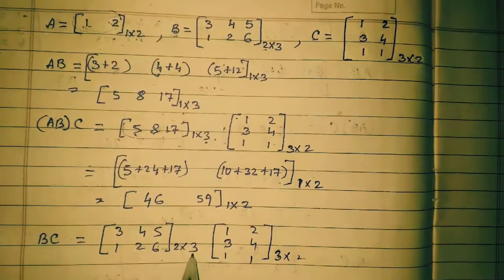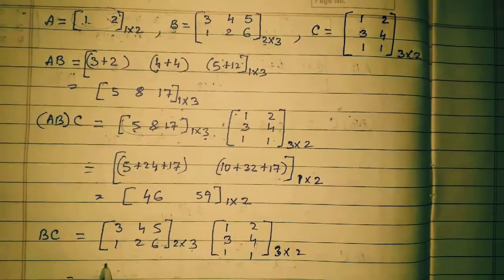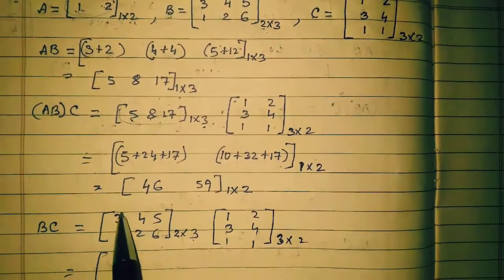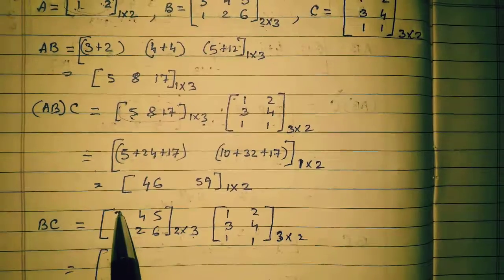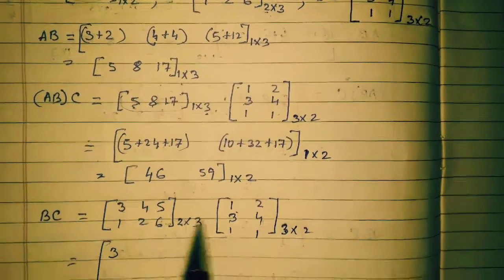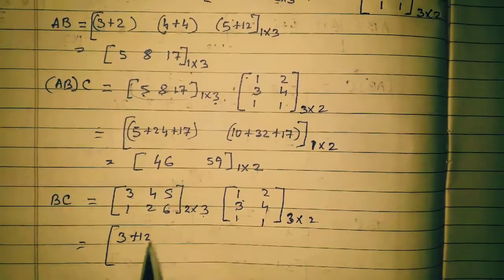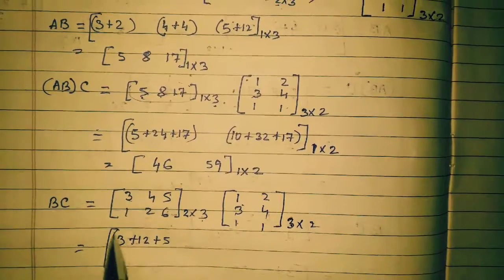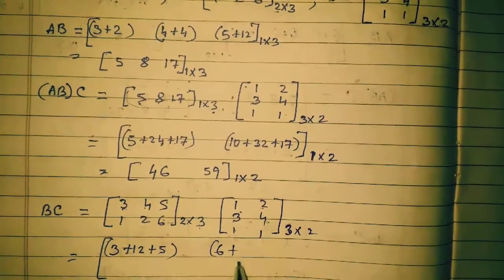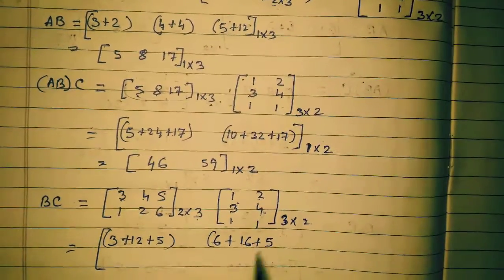So here also multiplication is possible, because the column of the first and the row of the second are the same. So the resultant matrix will be of order 2 into 2. Now start multiplying again. For the first row and first column element, multiply the first row with the first column. So 3 into 1 is 3, 4 into 3 is 12, 5 into 1 is 5. Similarly we multiply 3 with 2, 6, plus 4 with 4 we get 16, plus 5 multiplied with 1 is 5.